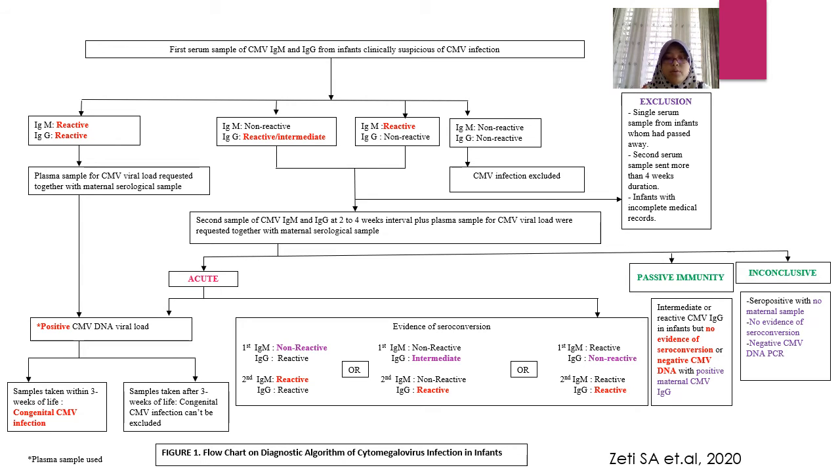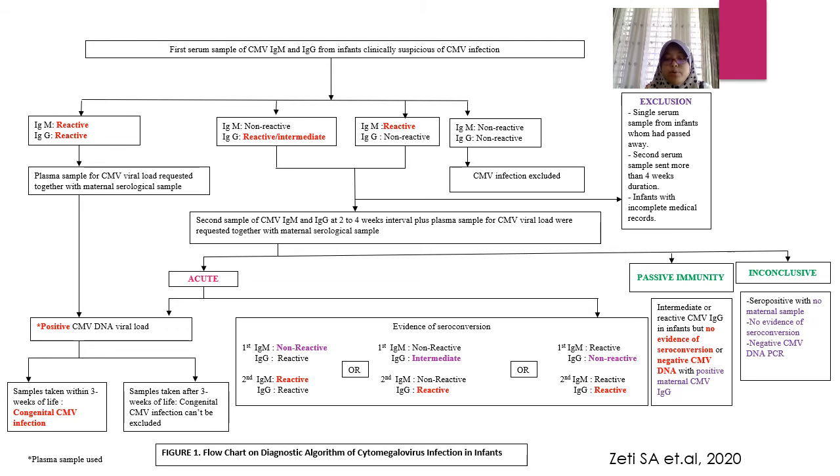In the next scenario, if the IgM is non-reactive and IgG is intermediate in the first sample, and in the second sample at a 2 to 4 weeks interval the IgG becomes reactive, this is also evidence of seroconversion, which means that the patient is having acute CMV infection.